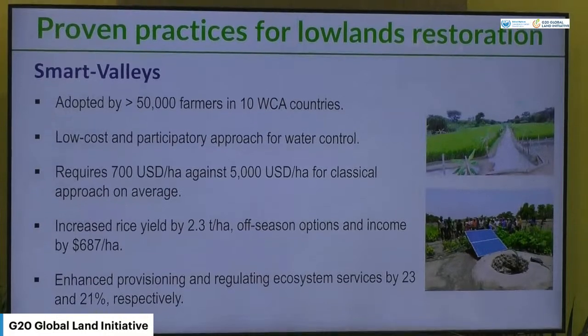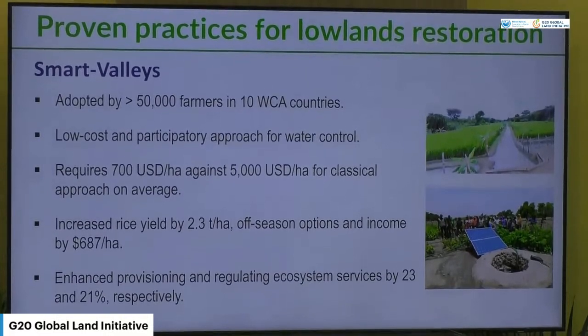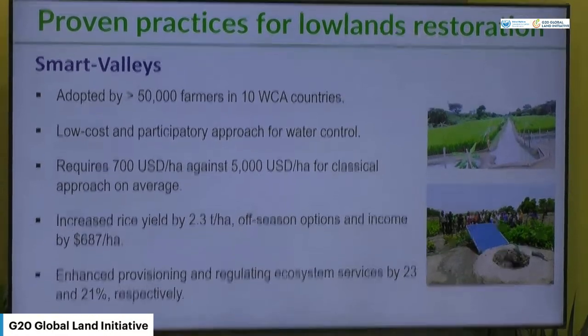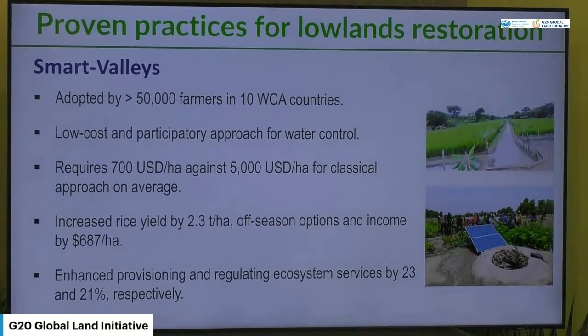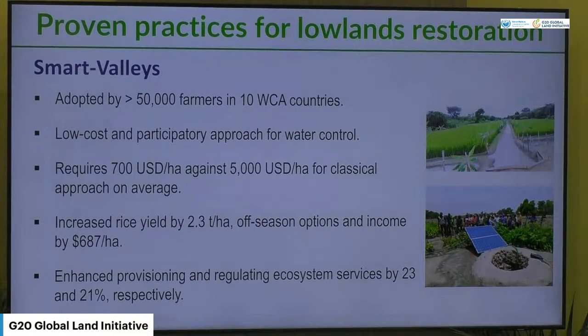This approach has been adopted by more than 50,000 farmers in 10 West and Central African countries. It's actually a low-cost and participatory approach for improving water control in lowland, based on the use of indigenous knowledge to construct irrigation and drainage canals, to level the fields, to construct ponds, and to improve water control in the lowlands.